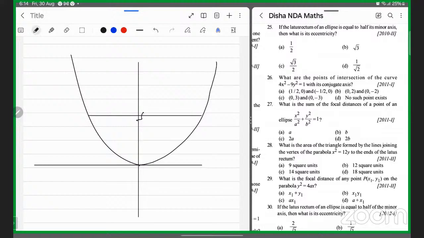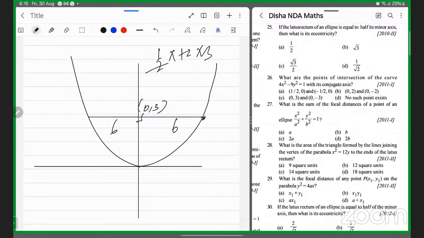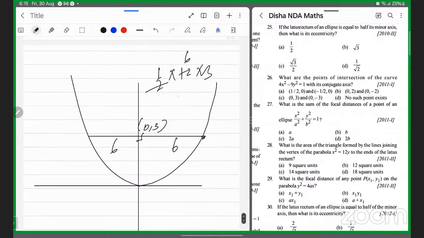So 4a equals 12. (0, 3) is the height. Now put y equal to 3. x square is 36, so you will get x equal to 6. This length is 6 and this length is 6, so the base is 12. Half into 12 into 3, so 2 sixes are 12, and you will get 18 units. D is the correct answer. Right? Understood, everyone? This is your triangle.